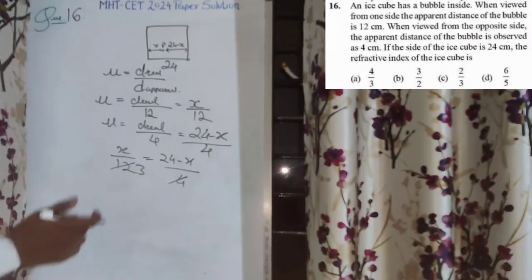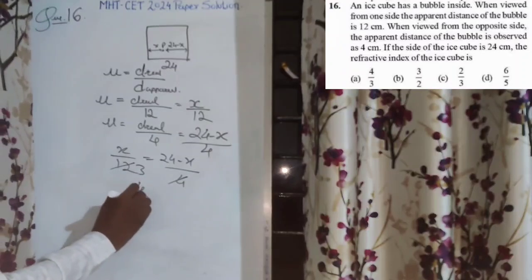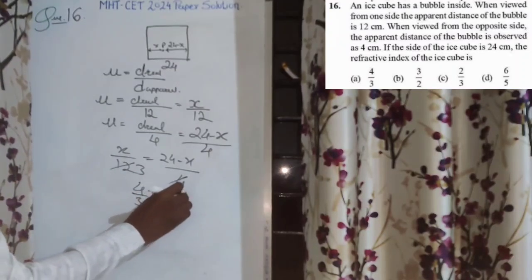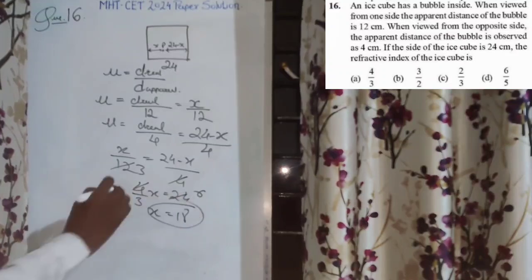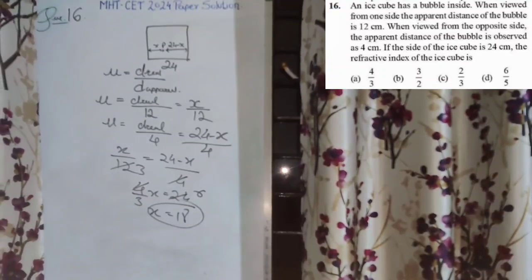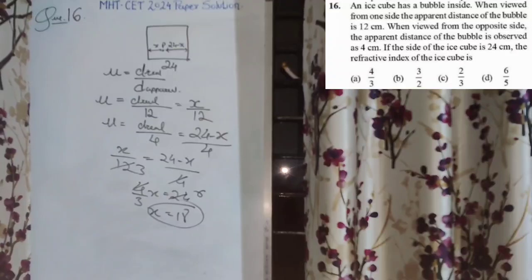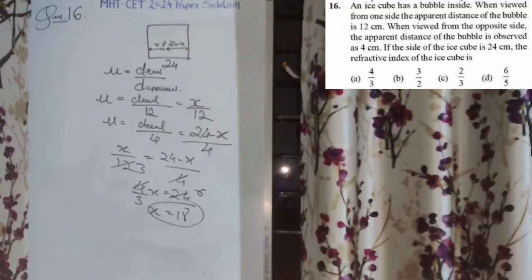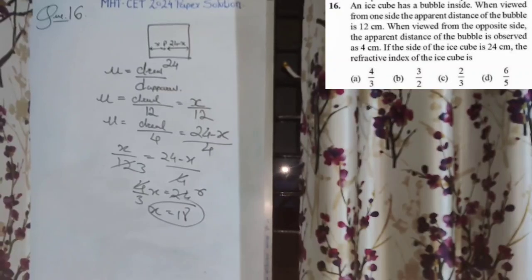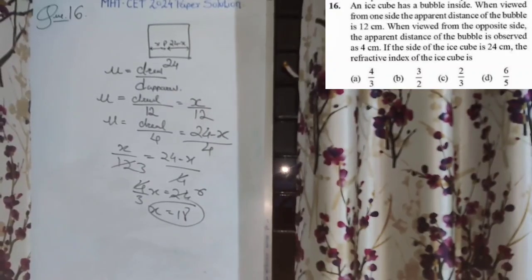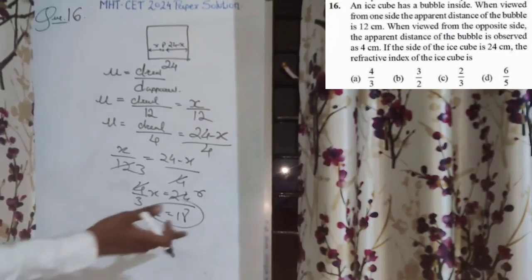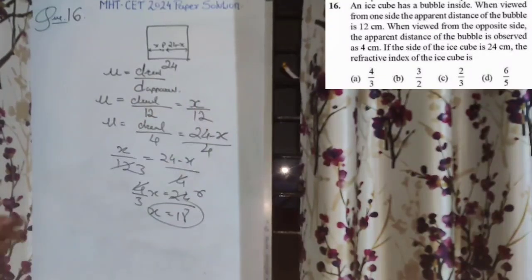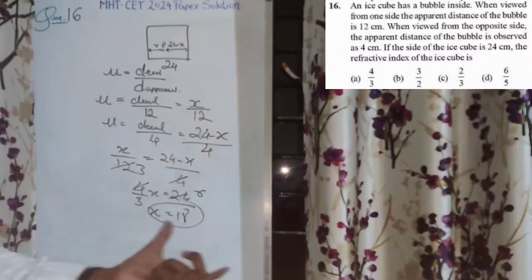It comes to here: 1 plus 1 by 3 becomes 4 by 3 times of x is equal to 24. This goes for the 6 and x will simply come up to 18. So guys, 18 is the point at which the bubble is formed.